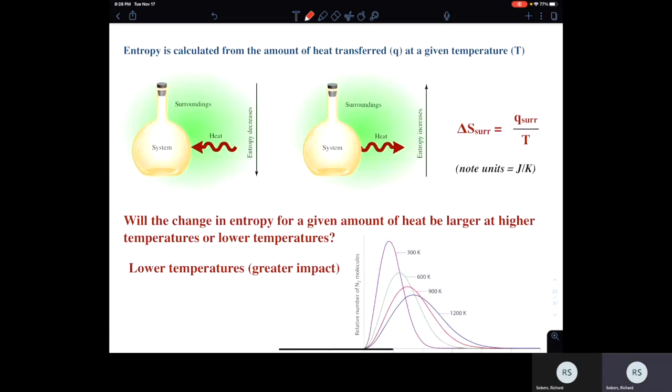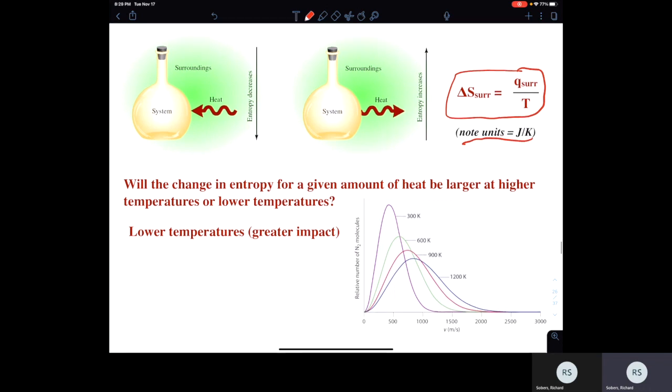So I want to go back to the concept of the units in entropy. The units were joules over Kelvin. And remember I said that it's the exchange of heat due to energy dispersion at a given temperature. So what does that mean? You take the heat flow into the surroundings and divide it by temperature.